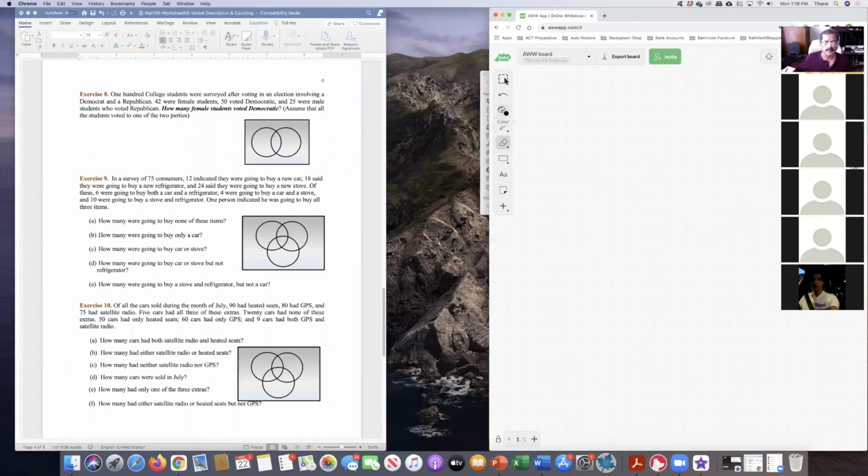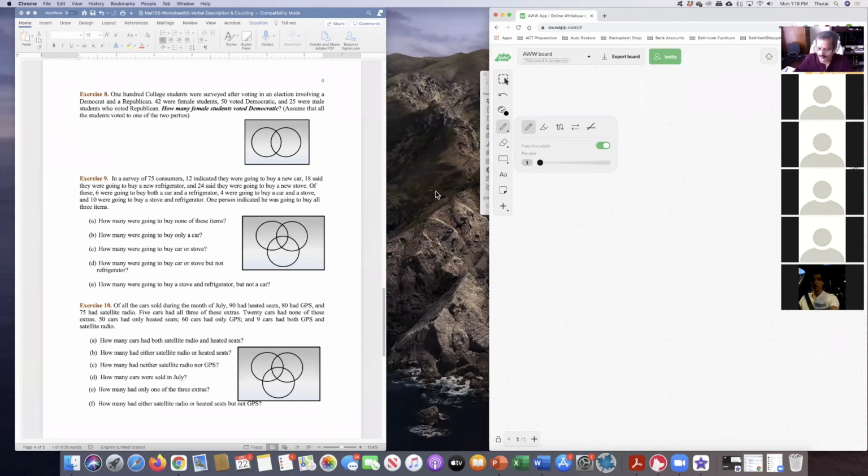Okay, exercise 9 says it's a survey of 75 consumers. 12 indicated they were going to buy a new car. 18 said they were going to buy a refrigerator. 24 said they're going to buy a stove. 6 were going to buy both car and refrigerator. 4 will buy car and stove. 10 will buy stove and refrigerator. Only 1 person will buy all 3.